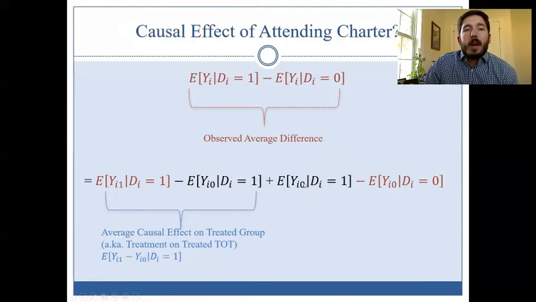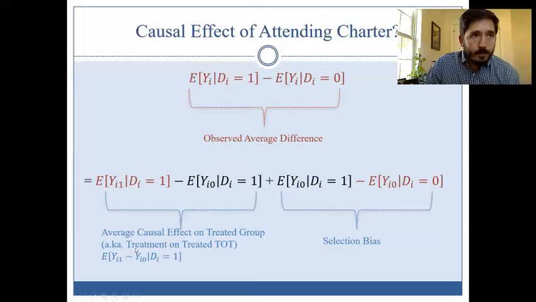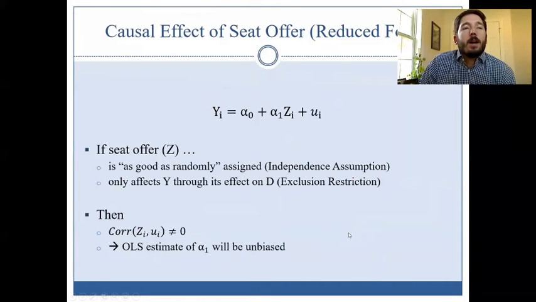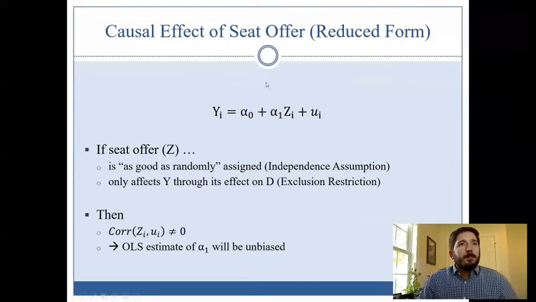And so we break this down and we've got our average causal effect on the treated group, right? Sometimes we call that the treatment on treated. We've mostly just been talking about it as the average causal effect, assuming that it would be the same on these different groups. So we've got that, and we've got our selection bias here. So same ideas we've had in the past.